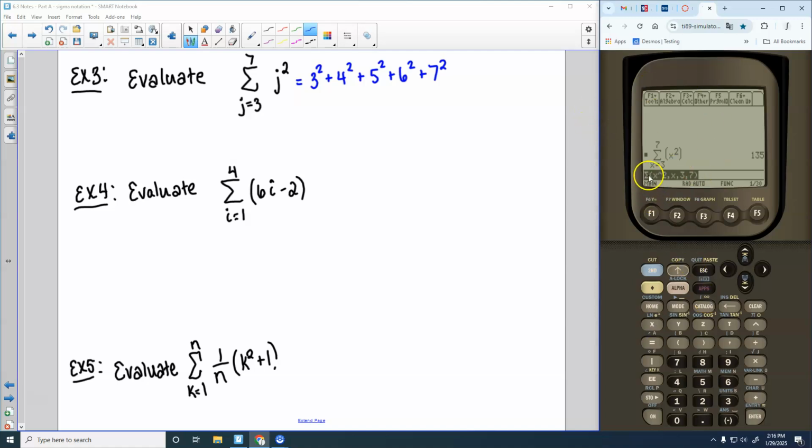So what I typed in here, if you want to write this, I'm doing the sum x to the second, comma x, comma 3, comma 7. So you have to put the comma x there to tell it what the variable is. You could use whatever variable you want. Like if I wanted to use a j, I could use a j. x is just easier to type in on the calculator. And then you do comma start value, comma end value. And that adds that up for you, and you should get 135.